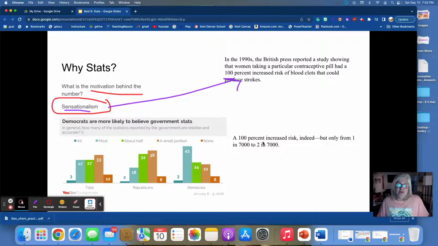Now, I don't know if 2 in 7,000 is a risk you want to take, but when they say 100% risk, that's not for everybody. So be very, very, very skeptical of statistics.